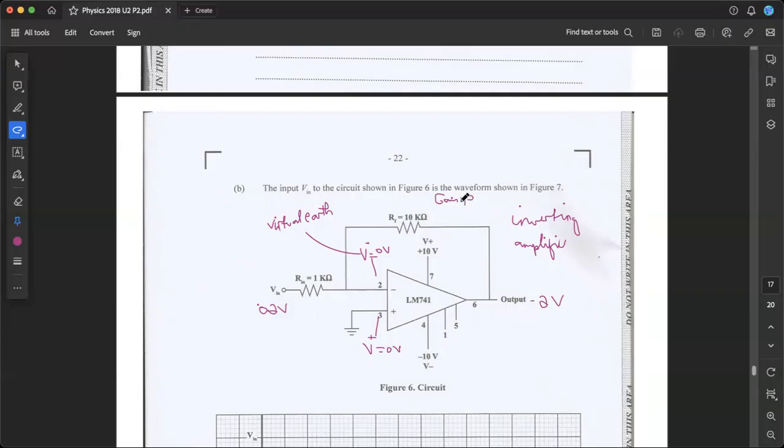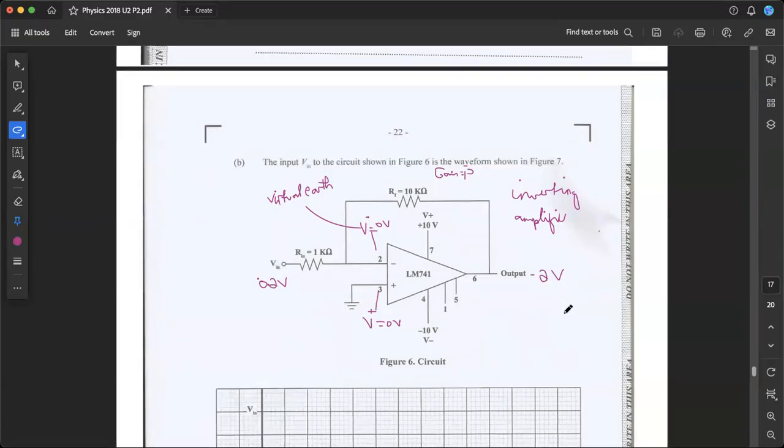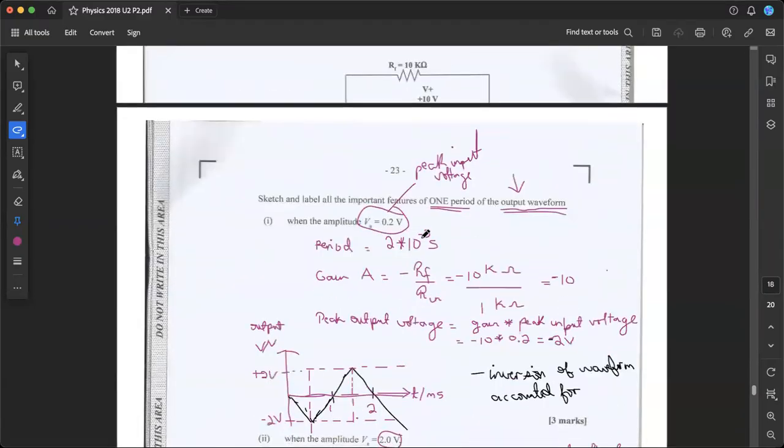The gain is -10. So we take our peak input voltage of 0.2, put it through here, which is our inverting node. We have a gain of -10, so we are multiplying that 0.2 by -10, and we get -2. So that's in the first case where we have a peak voltage of 0.2 volts. That's why we end up with -2 volts.